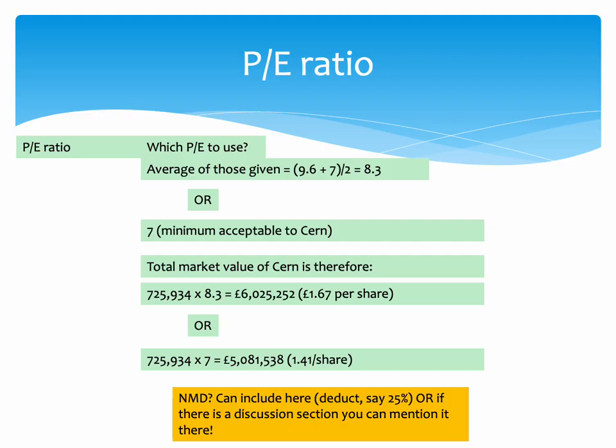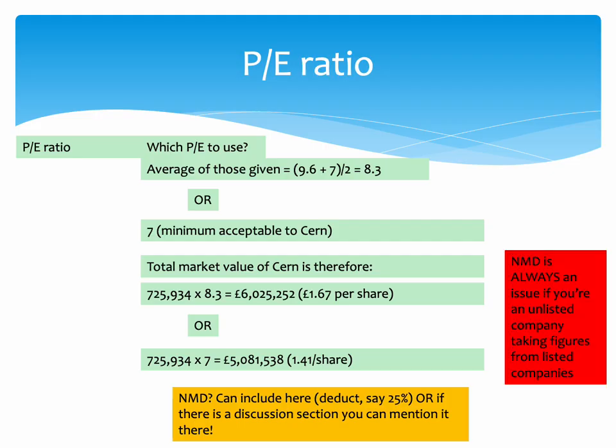Now, it's up to you how you want to do this. You can either show the 25% deduction in your workings here, or alternatively, if there's a discussion section that you're going to go on to talk about it in later, which there is in this scenario, you can mention it as an issue there. Okay, so either way, you probably won't get marks in both places for it, but choose one or the other. As long as you make some mention of it somewhere, you will get credit.